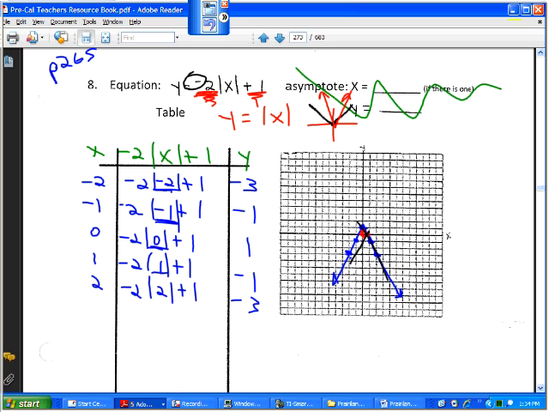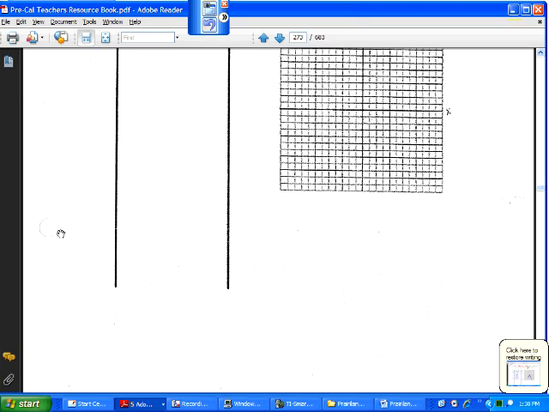So we should also know what each number in there caused to happen. Any questions on number 8? Okay?